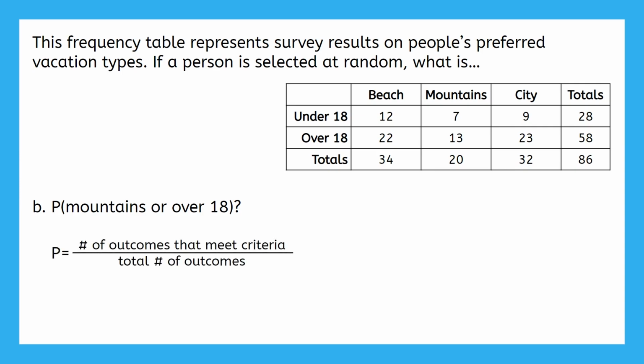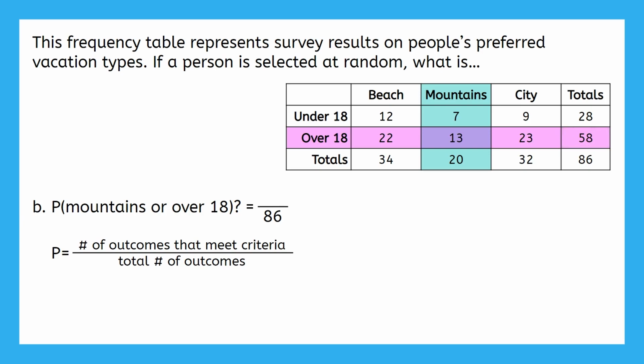There's no condition in this problem, so we are considering the entire sample space, which is 86 people. Of those 86 people, how many like the mountains or are over 18? Well, this column represents all of the people who like mountains, which is 20 people. And this row represents all the people who are over 18, which is 58 people.